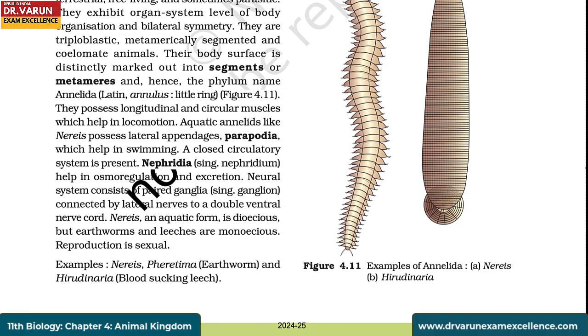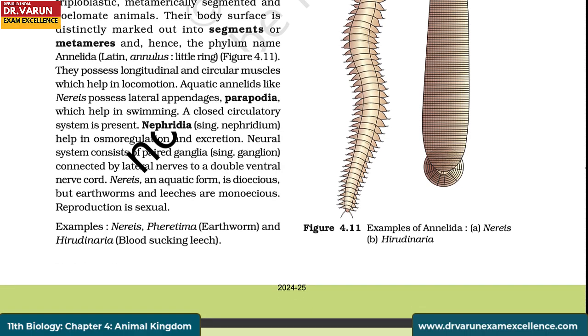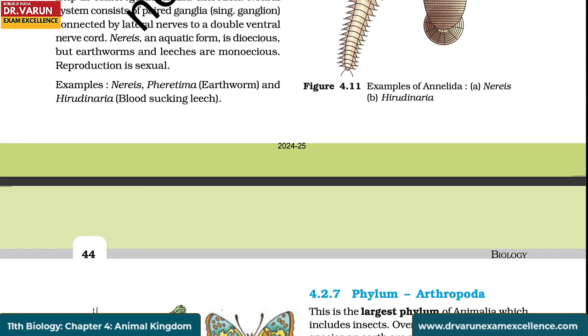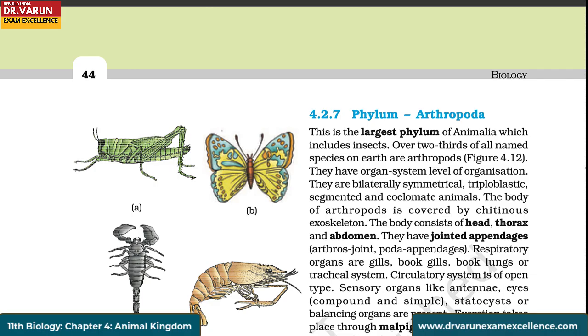A closed circulatory system is present. Nephridia, singular nephridium, help in osmoregulation and excretion. Neural system consists of paired ganglia, singular ganglion, connected by lateral nerves to a double ventral nerve cord. Nereis, an aquatic form, is dioecious, but earthworms and leeches are monoecious. Reproduction is sexual. Examples: Nereis, Pheretima, earthworm, and Hirudinaria, blood-sucking leech.